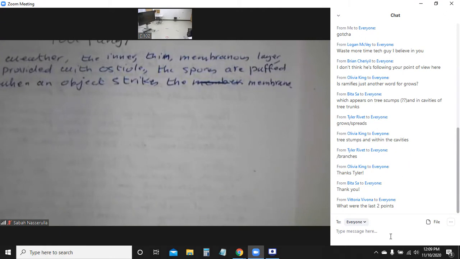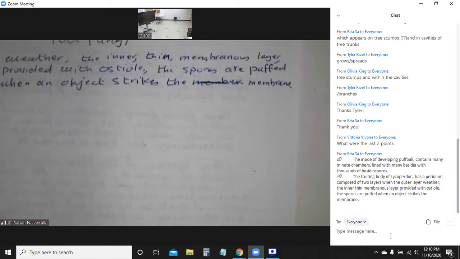Then the second one I'm going to talk about is the Earthstar. As I mentioned to you, the Earthstar is nothing more than a puffball, but here the outer layer peels along the fissures and looks like a star. Let me put this one here.